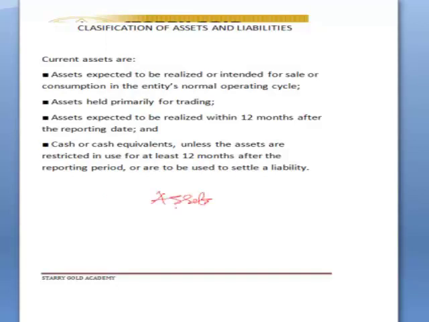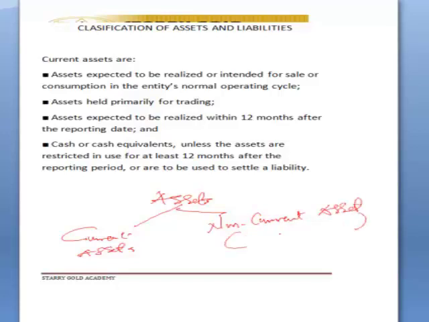Assets are majorly classified into two. We have what we call the current asset, and we have what we call the non-current asset. In your old Statement of Accounting Standard, we called it a fixed asset, but the IFRS says we should say non-current asset. Well, let's discuss the current asset.